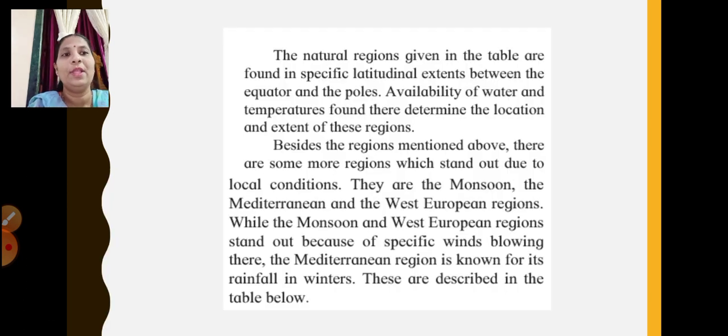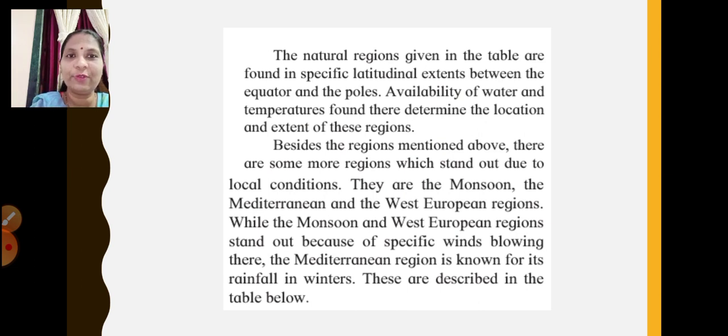Fine. Now, the natural regions given in the table are found in specific latitudinal extents between the equator and the poles. Availability of water and temperatures found there determine the location and extent of these regions. The regions which we already learned are the tundra region, the taiga region, the grasslands, that is the steppes and prairies. Then we learnt about the hot desert regions, the Sudan type grasslands, and the equatorial region. So these lie between the equator and the poles. The temperature determines the location and extent of these regions.